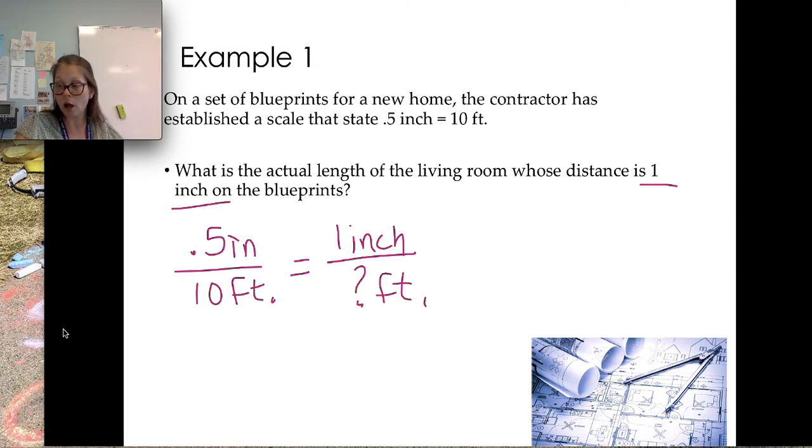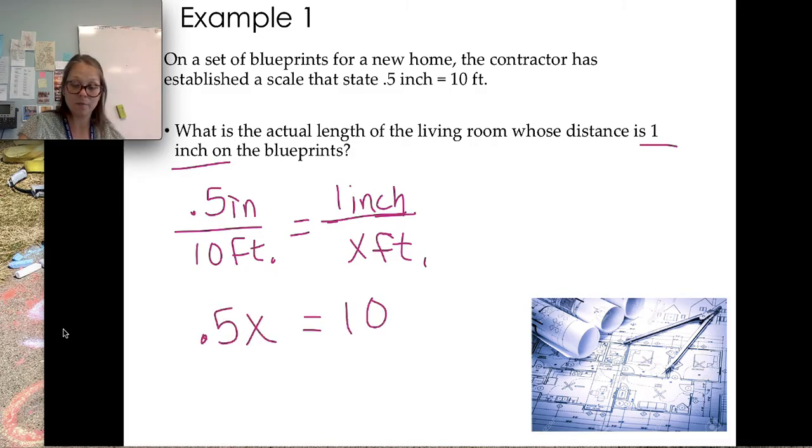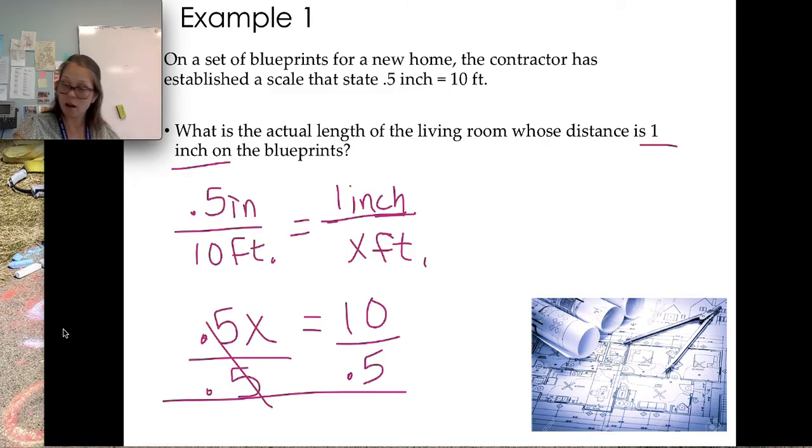We can utilize our knowledge of cross multiplying and dividing to solve this proportion. Instead of a question mark, I'm going to use the variable x here, so x feet. If I multiply my diagonals, I have 0.5x equals 10. Then I divide by 0.5, and I end up with x equaling 20. So that means the length of the living room is 20 feet. All right?